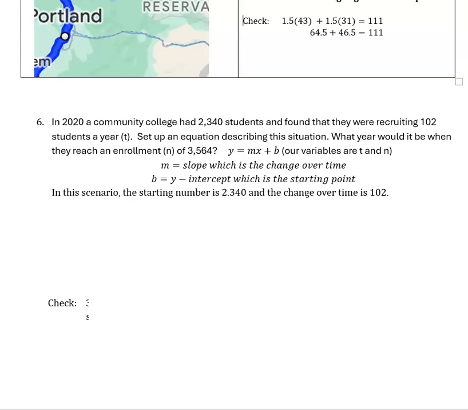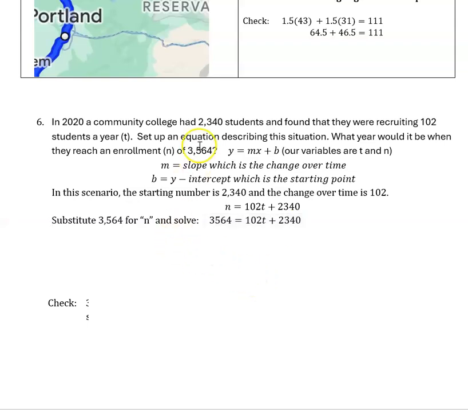M is the slope, which is the change over time, and b is the y-intercept, which is the starting point. In this scenario, the starting point is 2,340, and the change over time is 102. They're adding 102 students per year. So instead of y, we have enrollment, which is n, and instead of x, we have t for time, and it's 102 people added every year with a starting point of 2,340.